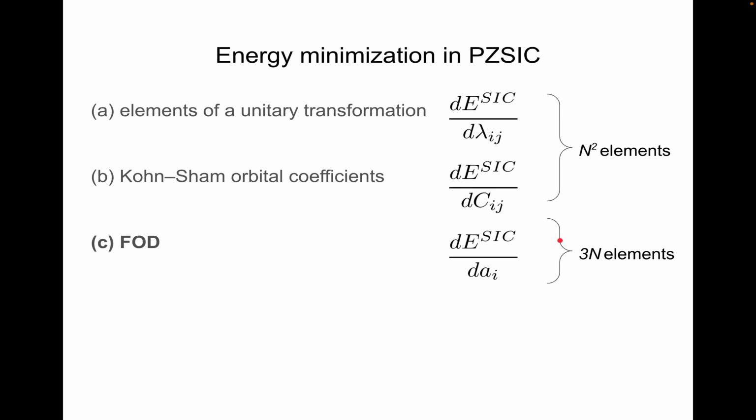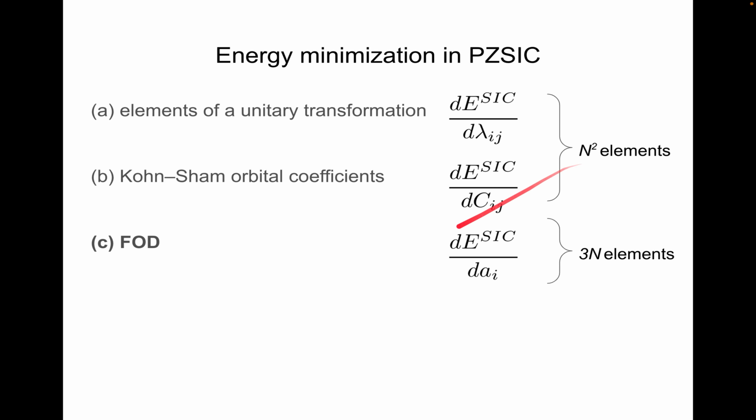Now, another way of comparing the different approaches for the PZ-SIC is how you minimize the PZ-SIC energy. In case of the localization equation, you are minimizing the energy with respect to the elements of a unitary transformation, the lambda ij here. Alternatively, you could also minimize the energy with respect to the Kohn-Sham orbital coefficients. In either of those two cases, you are tuning the n squared elements, where n is the number of electrons.